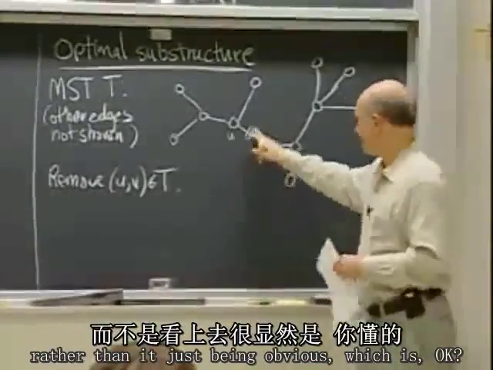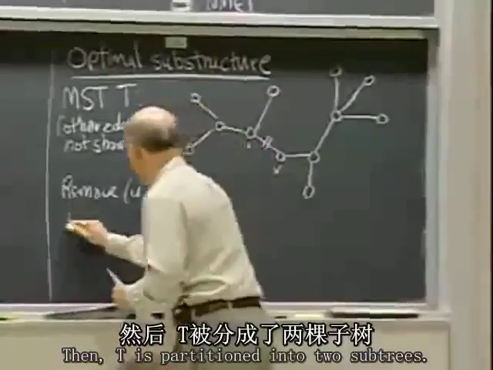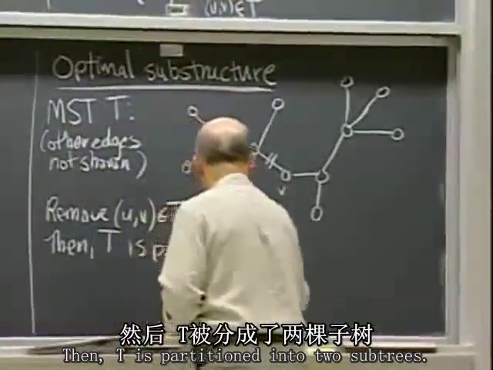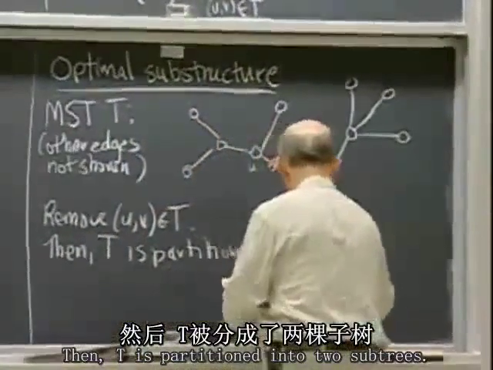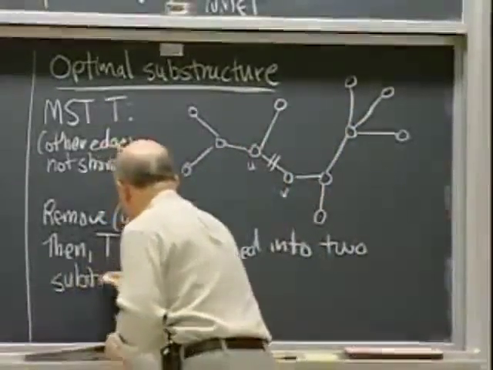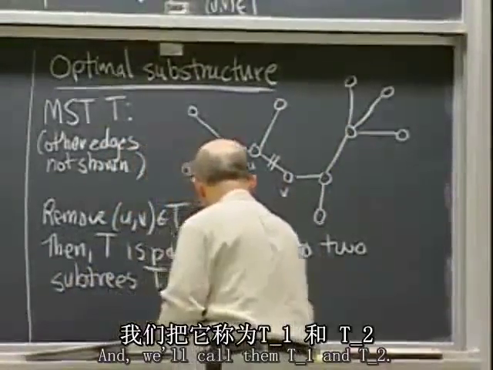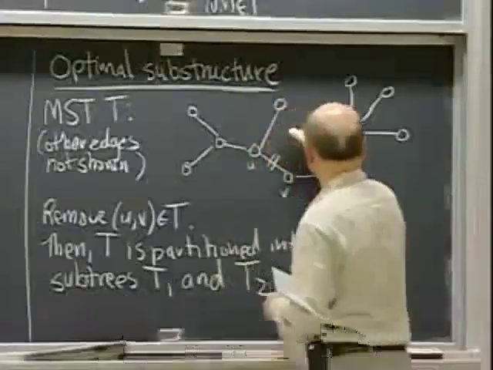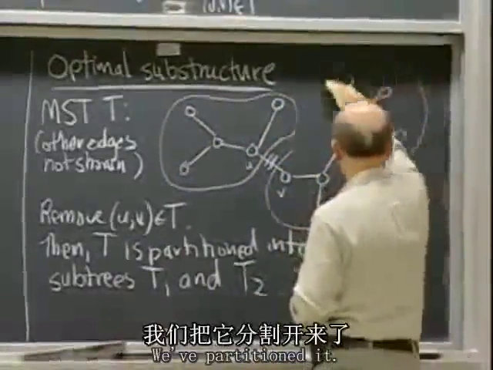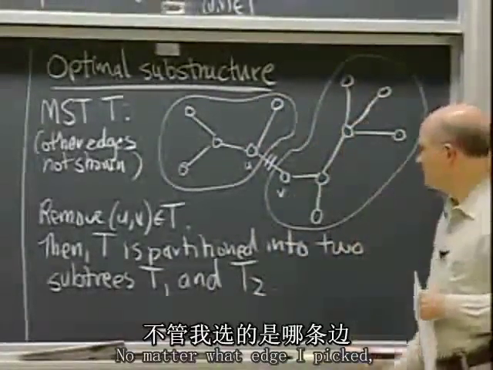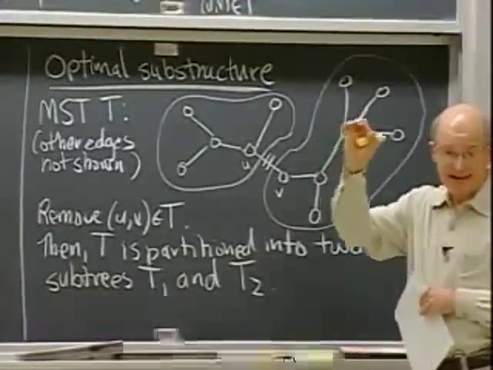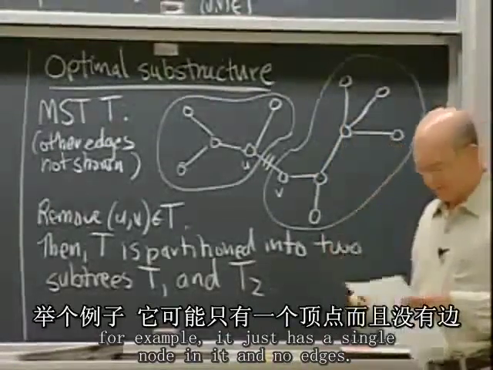Okay, so we remove that, then T is partitioned into two subtrees, and we'll call them T1 and T2. So here's one subtree, and here's another subtree. We've partitioned it. No matter what edge I picked, there would be two subtrees that it's partitioned into, even if the subtree is a trivial subtree, for example, just has a single node in it and no edges.